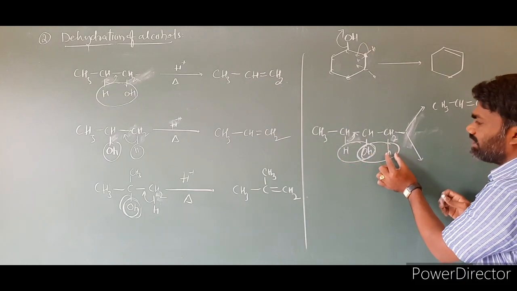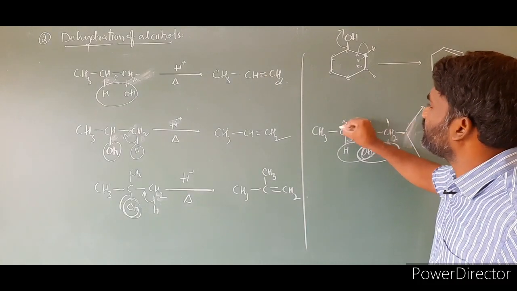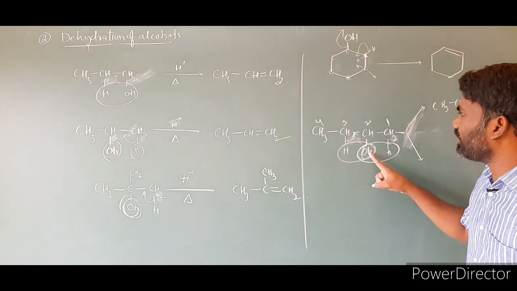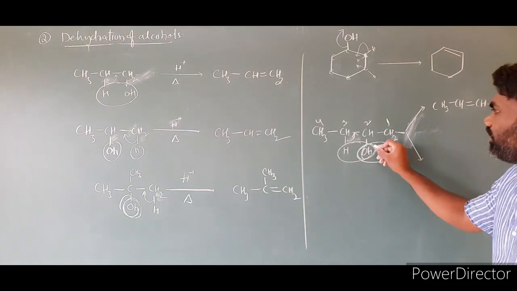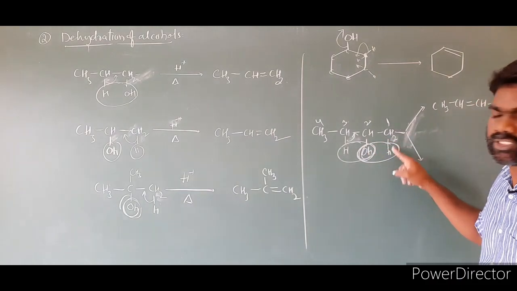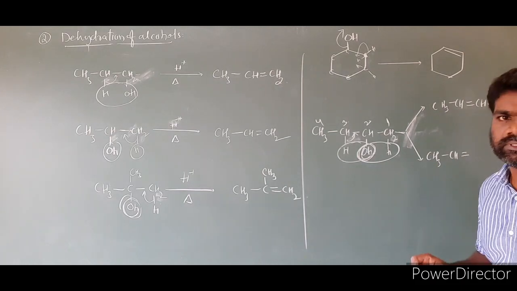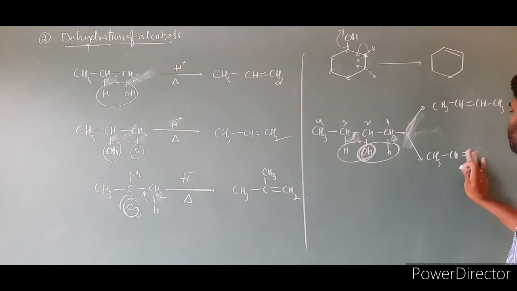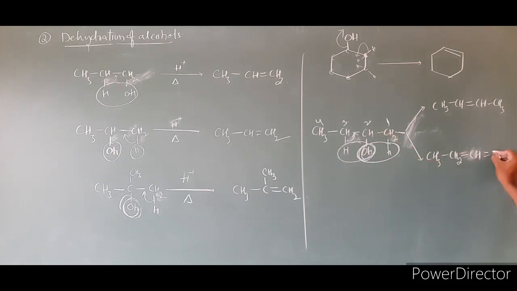Now I'm removing the other hydrogen and this OH. Let me label the carbons 1, 2, 3, 4. First I removed the OH of the second carbon and the hydrogen of the third carbon. Now I am removing the OH of the second carbon and the hydrogen of the first carbon. Then the product is CH3, CH double bond CH, CH2, CH3. Here we form the double bond. This is the product formed.